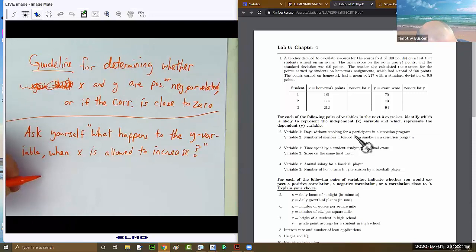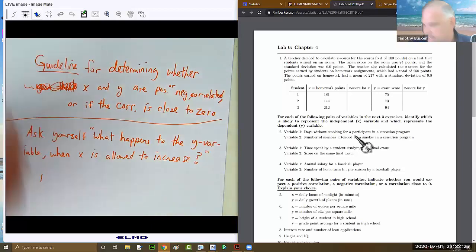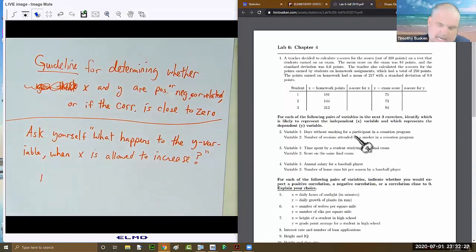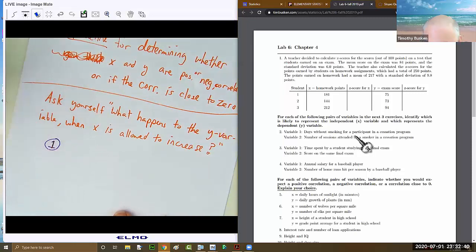Okay, so then if the answer to this question is that y increases, we've got a positive correlation. If y decreases, we've got a negative correlation. And if it neither increases nor decreases, then we think the correlation is close to 0. So that's what I'm going to write down now.